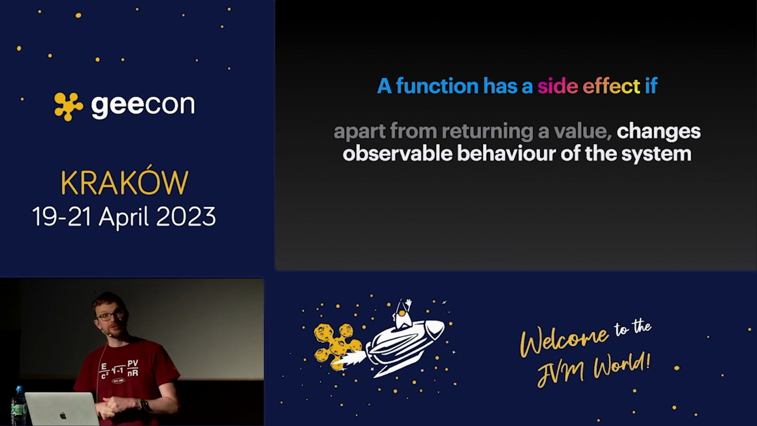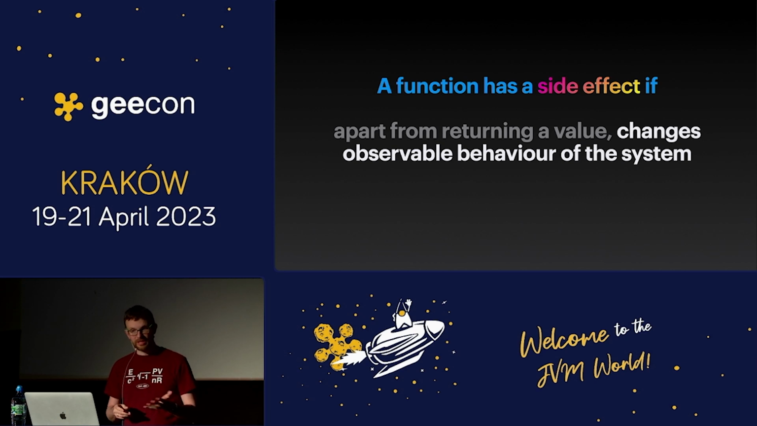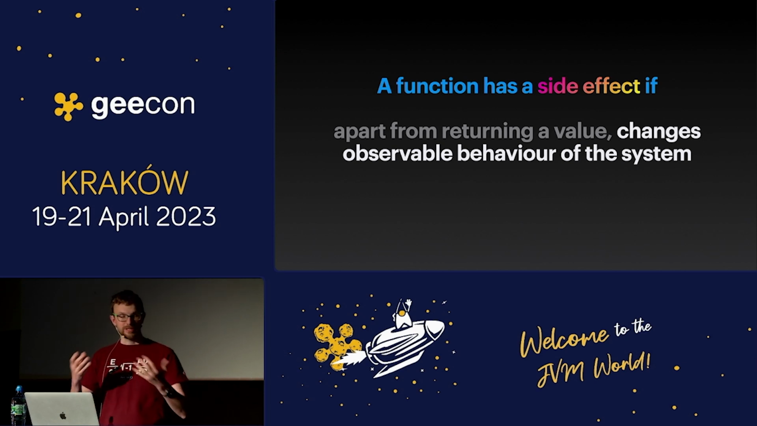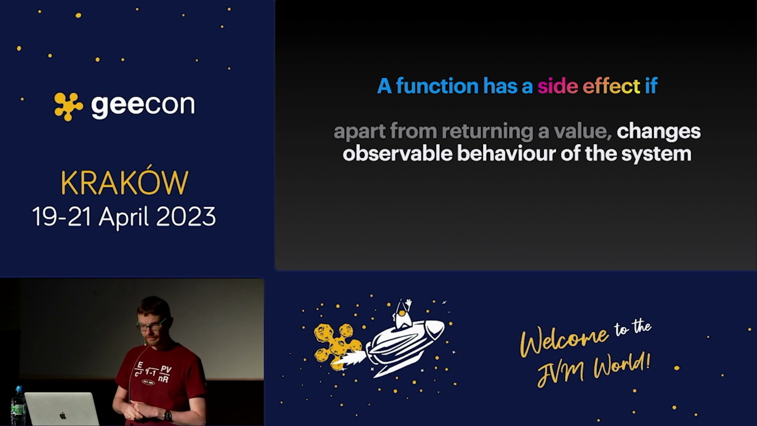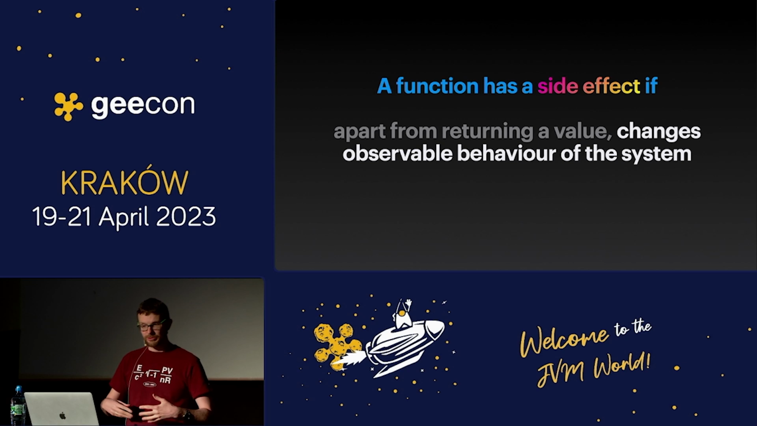Another example of contextual effects might be logging. Logging is rarely an interesting effect to track, so it's just for debugging purposes, usually for tracing. Observability in general. So again, logging might be an example of an effect which you don't really want to track.